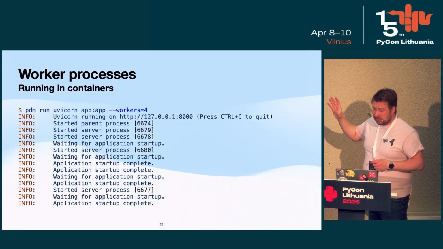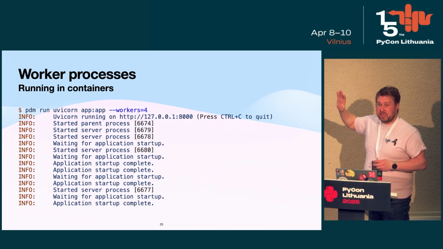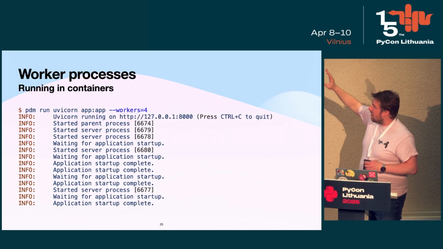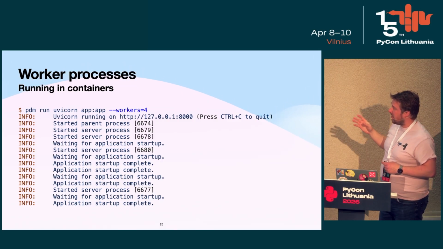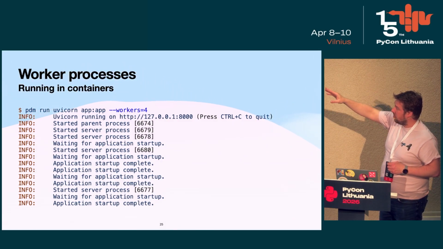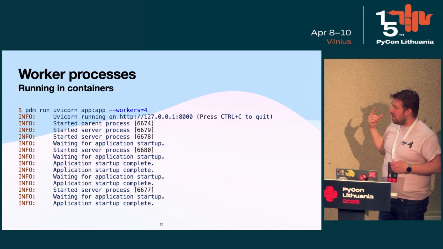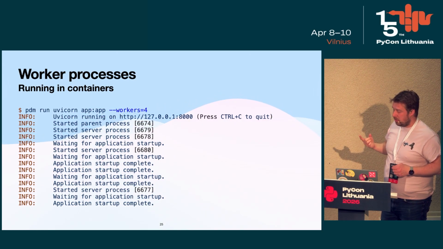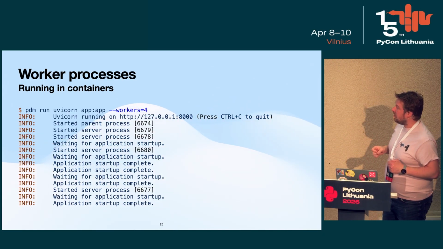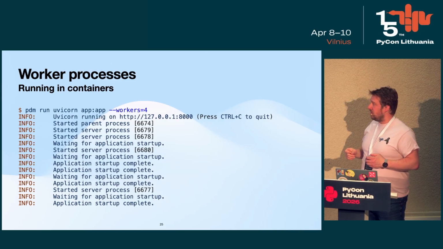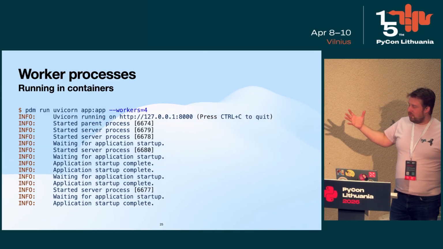Worker processes. So running inside a container. We're probably all running inside containers these days. The FastAPI docs recommend using Uvicorn, which works really well. It recommends when you're running inside a container using a single worker thread and letting Kubernetes or whatever container scheduler, whatever container orchestrator you've got, handle scaling that out for you.